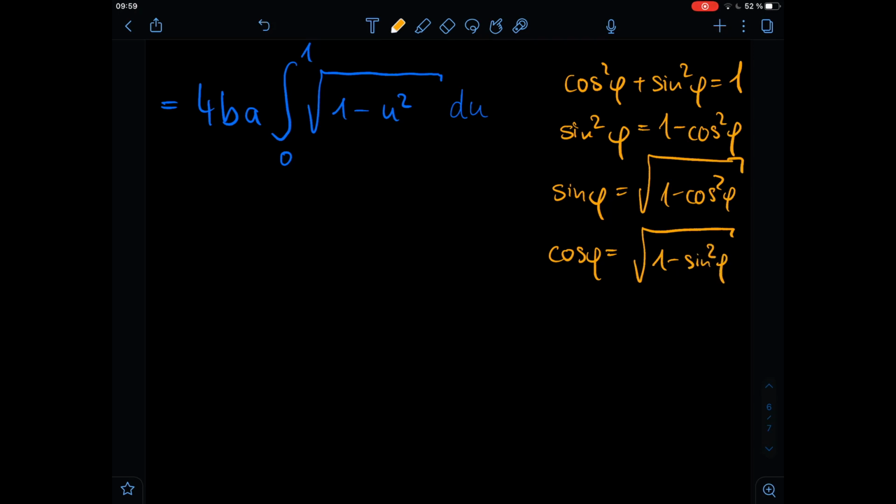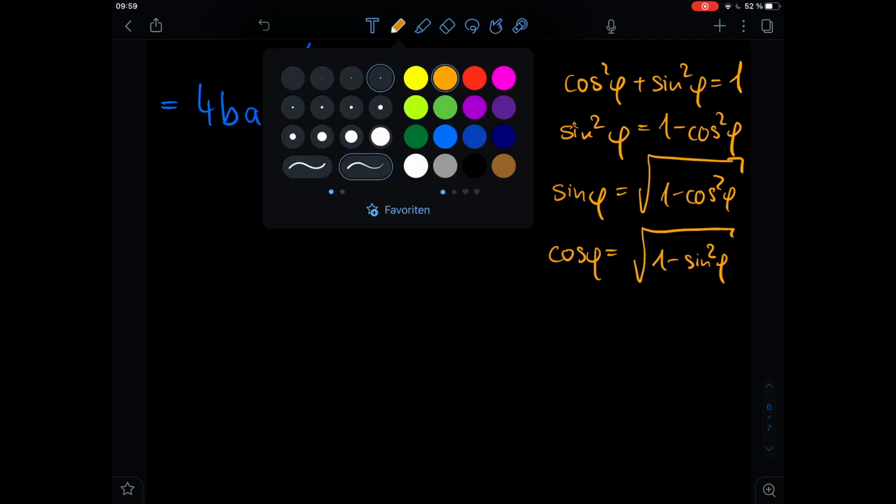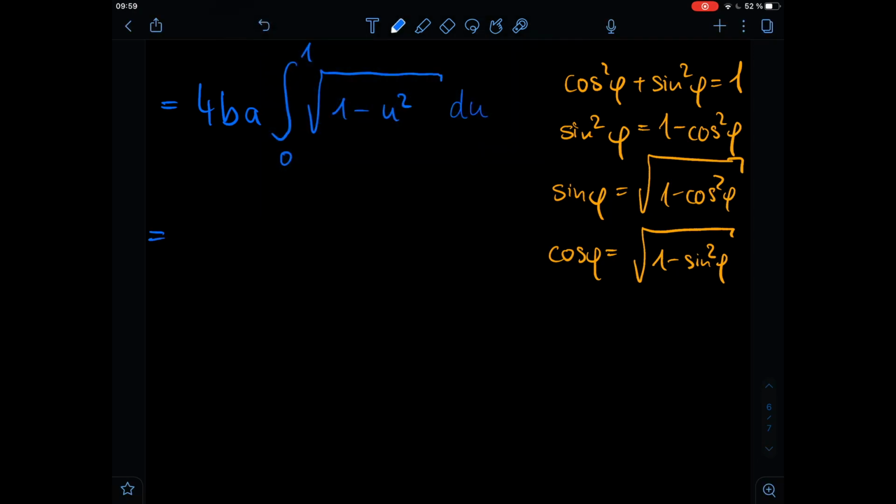So we can substitute u with cosine or sine, and just because I don't want to deal with minus signs that we get from taking the derivative of a cosine, because the derivative of cosine is minus sine, I'm just substituting u to be the sine of phi. So this is what I'm gonna do. The substitution will be u is equal to sine of phi.